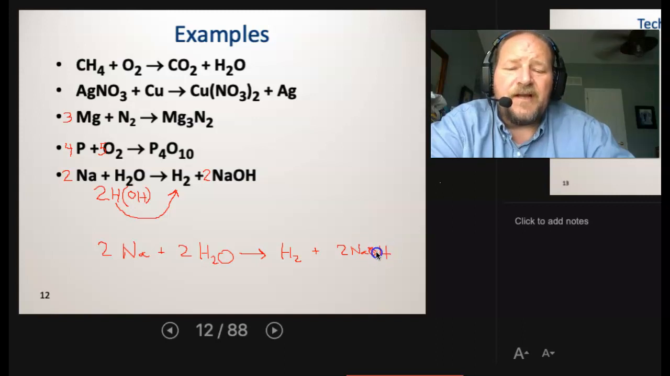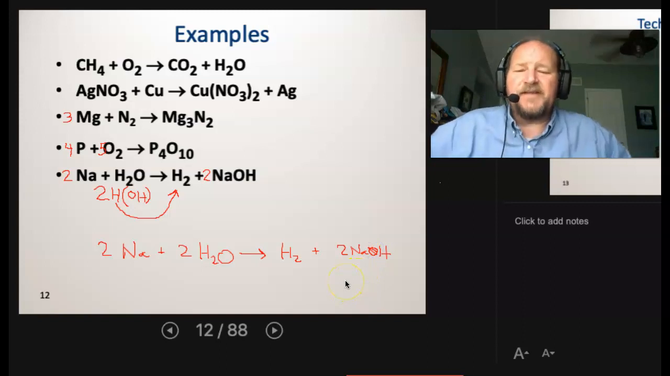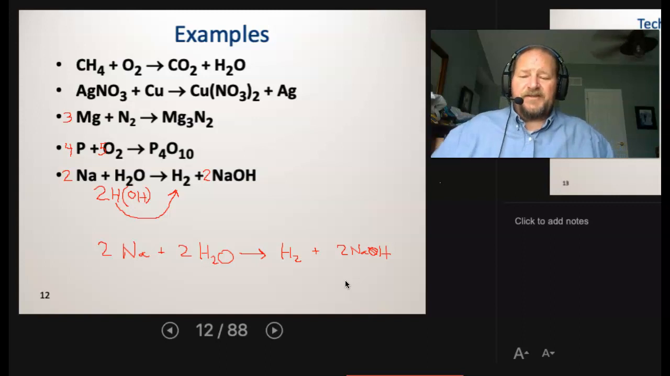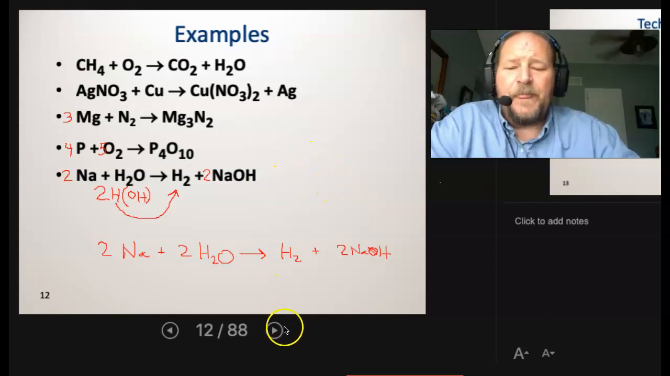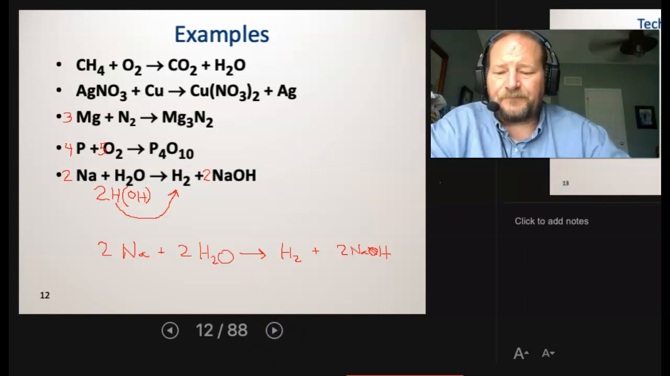Now that reaction was probably a little bit more difficult to balance. And if you struggled with that, I'm not surprised. And if you got it, good job. Now we'll come back and look at some more balancing as we're going through. I'm going to go over one last technique and then we're going to get into types of reactions.